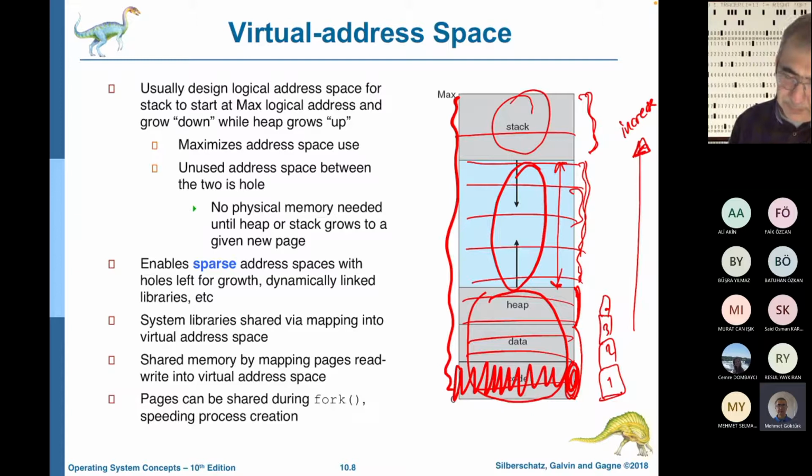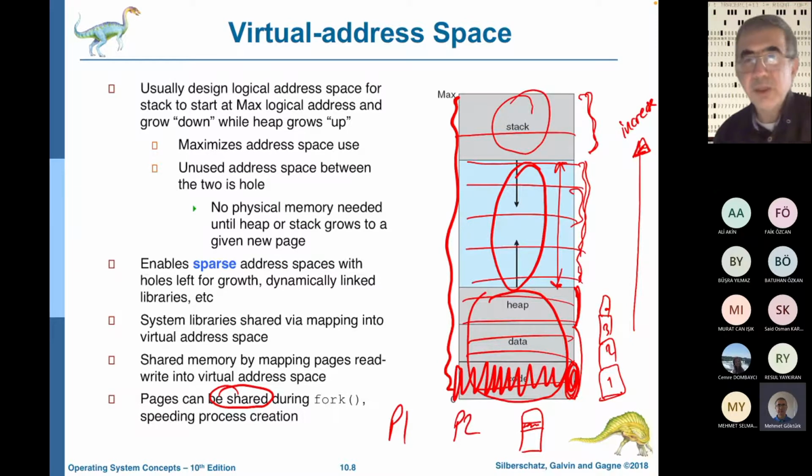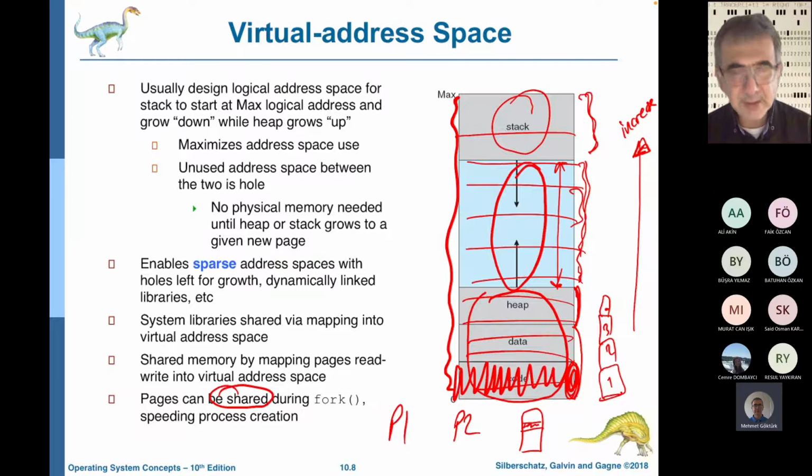Furthermore, you may share pages. Process 1 and process 2 may share a page, and that page should not be duplicated in memory. Rather, if it is a read-only part, that page can be shared, just like we share pages in the page table. We can do the same thing in virtual memory.